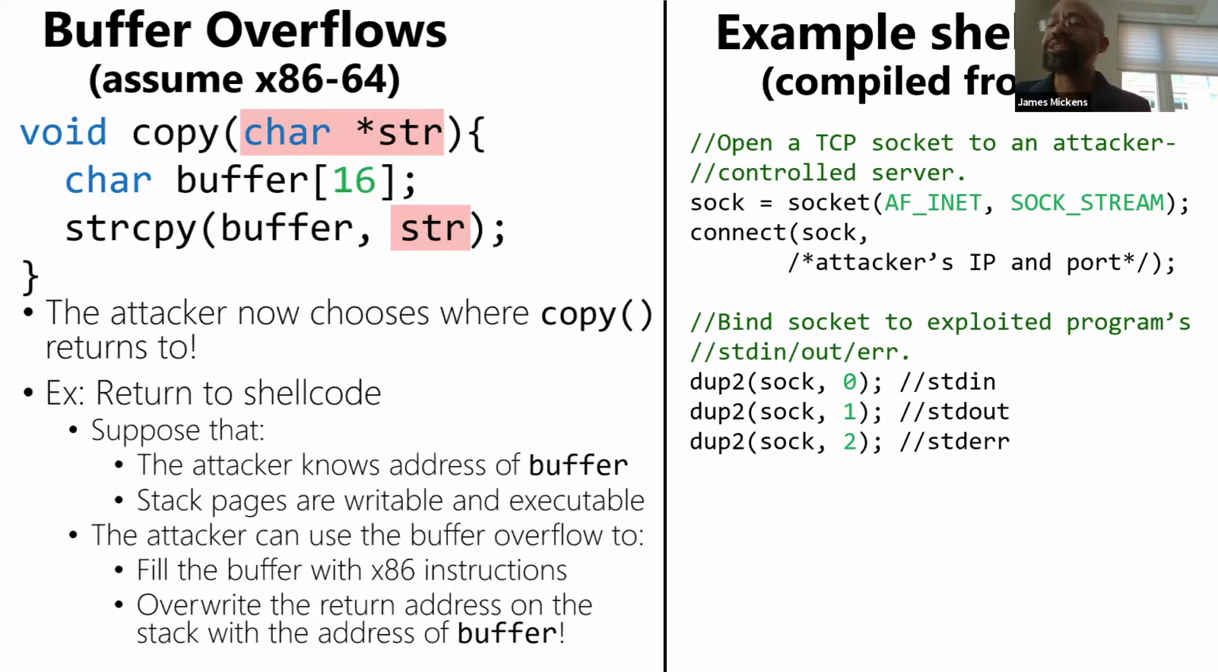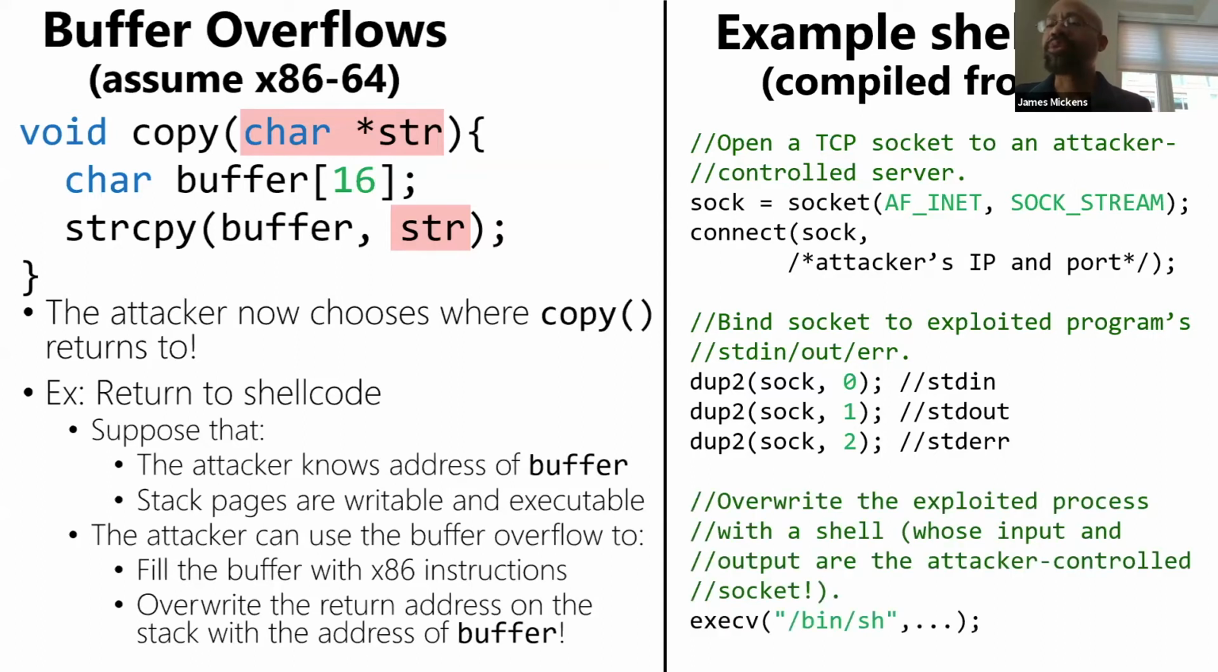And so what these dup2 calls allow the attacker to do is to say, well, I want to bind the standard in, standard out, and standard error of this program that I've injected shellcode into. I want the in, out, and error to be bound to the socket. So in other words, whenever this program now tries to write to standard out, aha, that's going to be a write to the socket. Whenever the program tries to read from standard in, aha, that's going to be a read from the attacker controlled socket. And then for the final coup de grace, you can have the shellcode exec a shell.